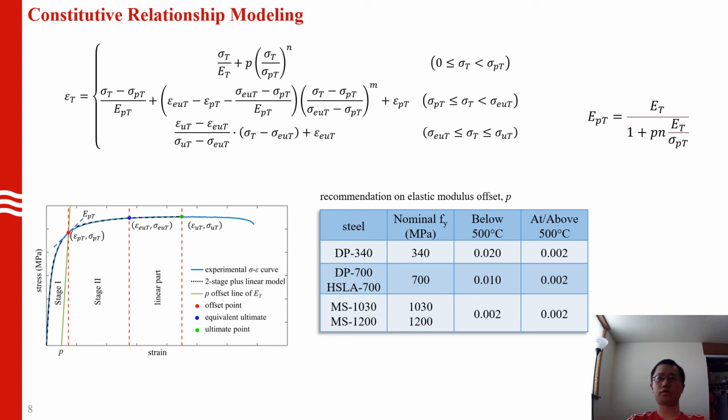And here is a summary of the p-values we recommend for different steels. From the table, we see a very obvious decreasing trend of p-value when steel grade increases. And also for temperature cases at or higher than 500 degrees, the traditional 0.2% proof stress is accurate enough.